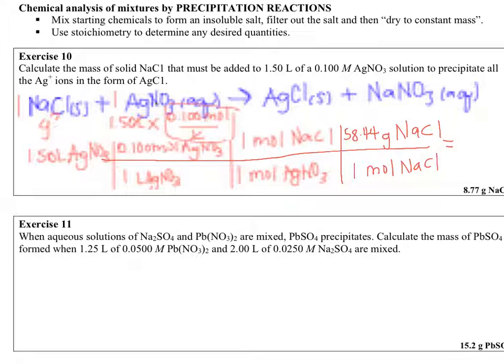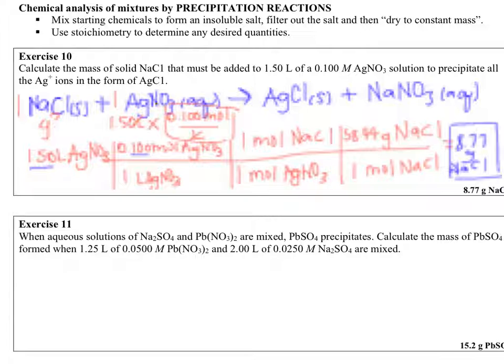We need how many significant figures? 1, 2, 3 significant figures there. 3 significant figures there, so we need 3 significant figures in our answer, and we should get 8.77 grams sodium chloride. Put a box around your final answer, and hooray, done.